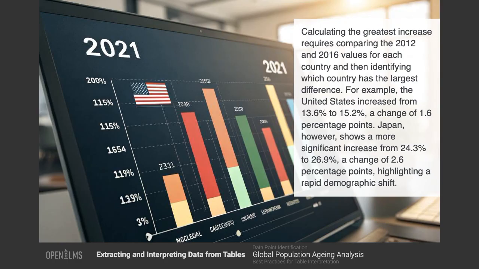Calculating the greatest increase requires comparing the 2012 and 2016 values for each country and then identifying which country has the largest difference. For example, the United States increased from 13.6% to 15.2%, a change of 1.6 percentage points. Japan, however, shows a more significant increase from 24.3% to 26.9%, a change of 2.6 percentage points, highlighting a rapid demographic shift.